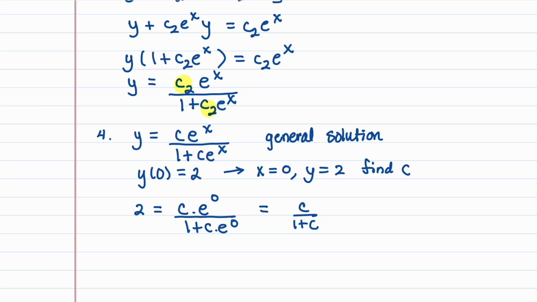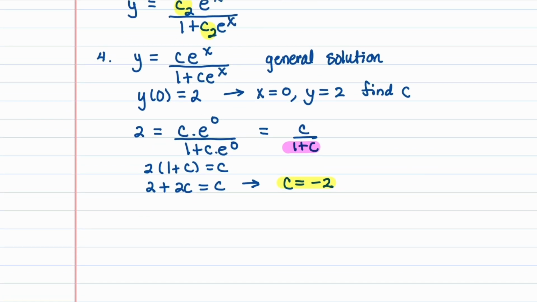Now we need to solve for c. We're going to take this and multiply it by 1 plus c, so we have 2 times 1 plus c is equal to c. Let's distribute the 2: 2 plus 2c is equal to c. And that gives us that c is equal to minus 2. Let's highlight that.